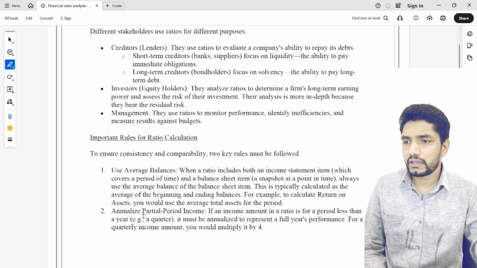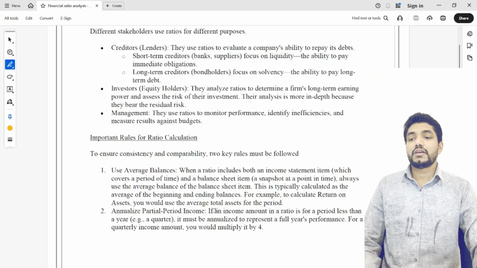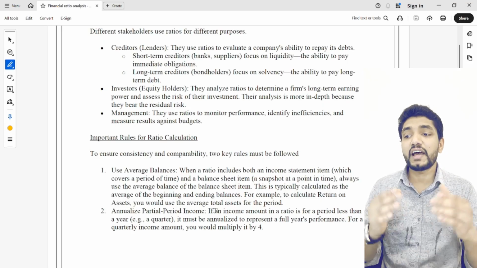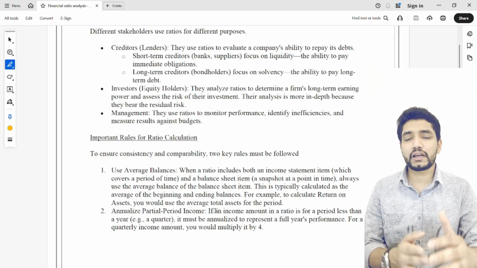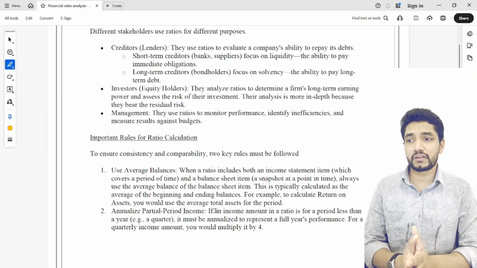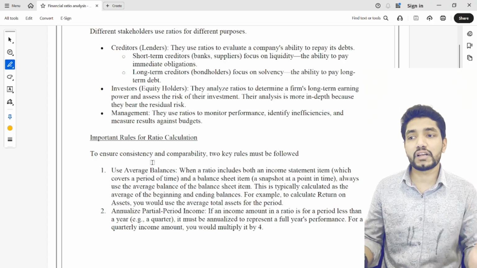The other thumb rule: analyze partial periodic income. If an income amount in a ratio is for a period of less than a year, it must be annualized to represent full year performance. For example, if you are getting data from a quarterly income amount, it should be multiplied by 4 to analyze it. So these are the key important rules we should follow when preparing financial ratios.